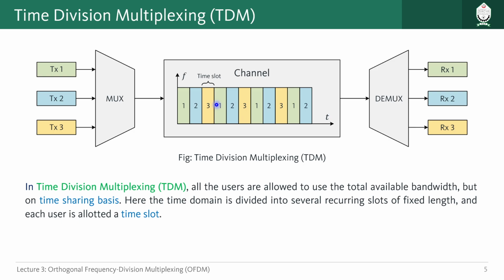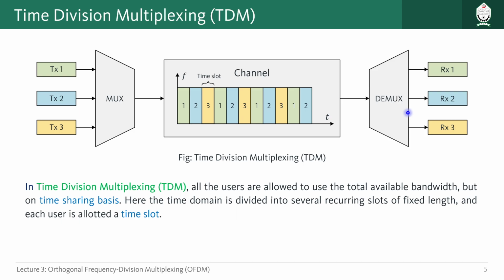In this way each user gets some time slot to transmit their signal, and finally at the receiver side we have a demultiplexer to separate the signals so that our receivers can receive the intended signals. So that is the basic difference between frequency division multiplexing and time division multiplexing.